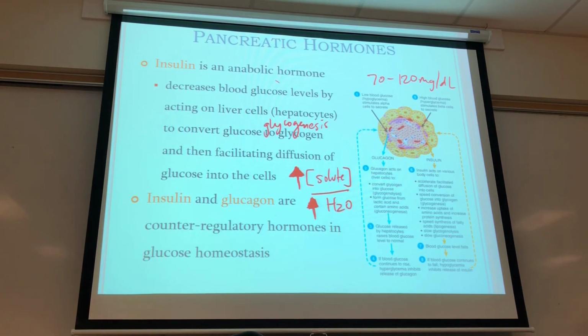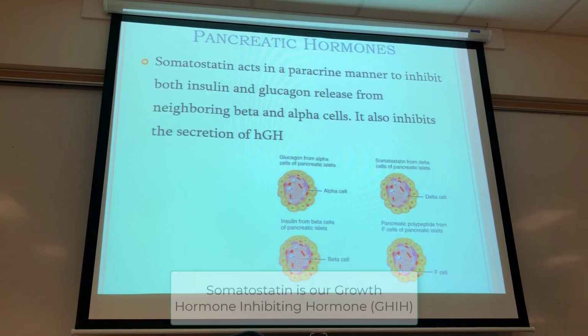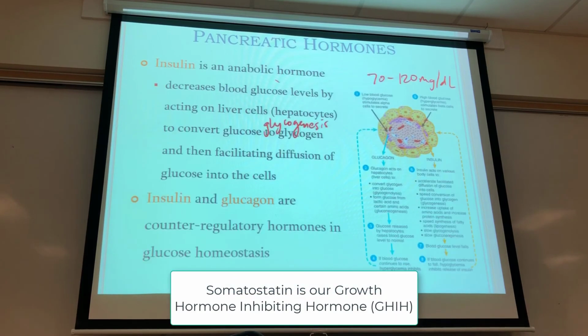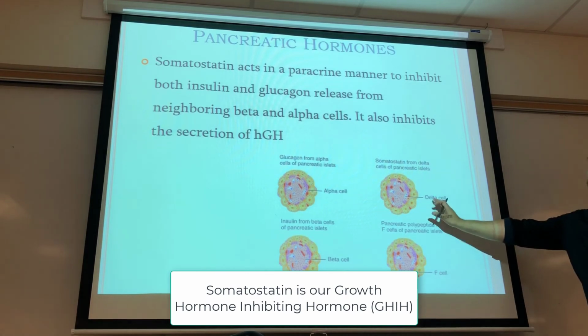So that is, back to what I was saying, insulin and glucagon. Let me erase this so you guys at least understand the mechanisms of how they're supposed to work hand in hand. The other hormone that's also produced is somatostatin. And somatostatin is, again, one of the hormones produced by our delta cells.